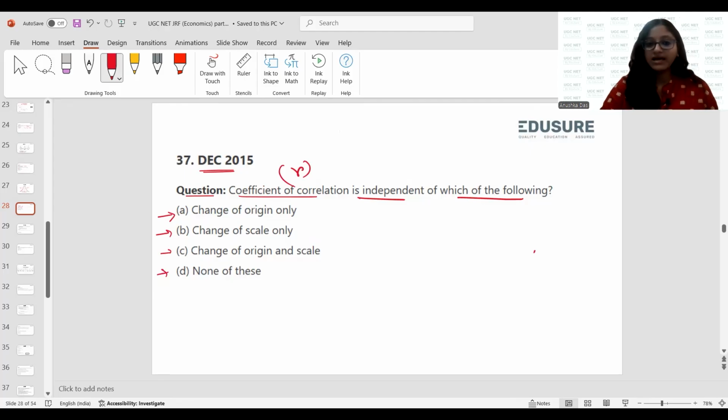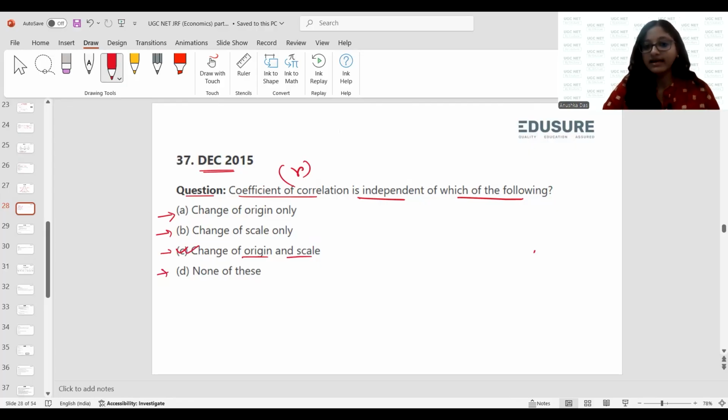Okay, so let me explain this thing. The correlation coefficient, firstly, is a unit-free measure. Correlation coefficient is a unit-free measure which is independent of both the origin and the scale. It is independent of both the change in origin and scale.